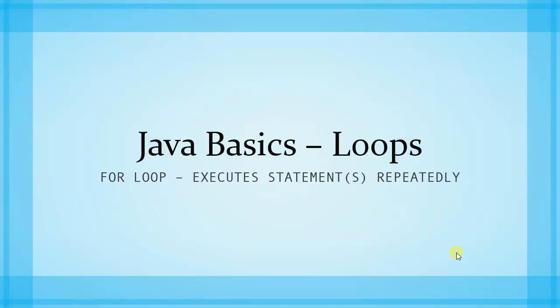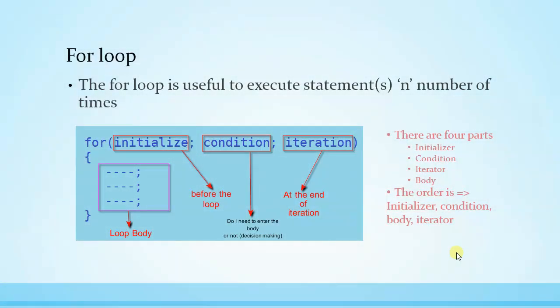In this video we will look at how the for loop works in Java. The for loop is useful to execute statements repeatedly. If you see here in the picture, there are 4 parts in the for loop. The first part is initialize, then condition, after that iteration, then the body of the for loop.